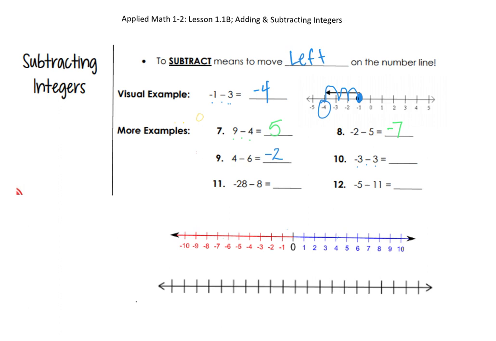It's saying to start at negative 3 on the number line, and then we're supposed to move left 3 more spaces. So if we move left, 1, 2, 3, we're at negative 6. So negative 3 taking away another 3 is negative 6.